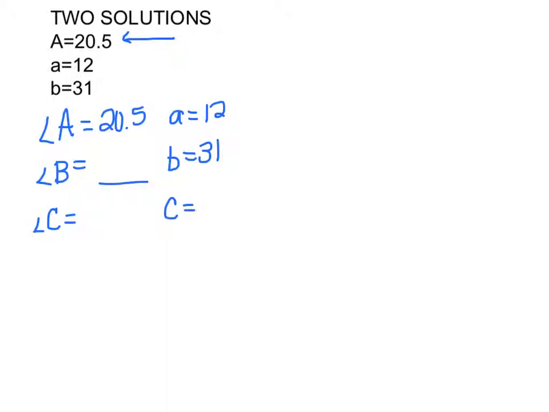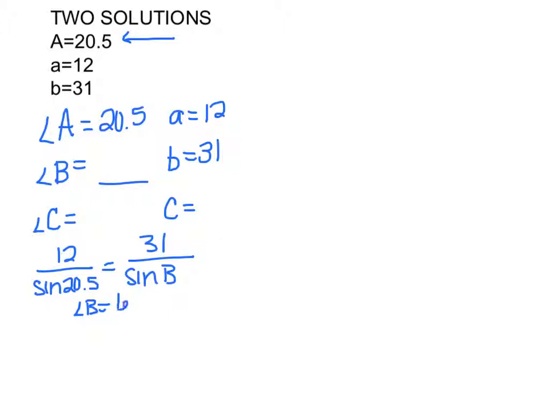So I'm going to set up a ratio. 12 is to the sine of 20.5 equals 31 is to the sine of angle B. When I find this and solve, I get angle B equals 64.8 degrees. So 64.8 degrees.